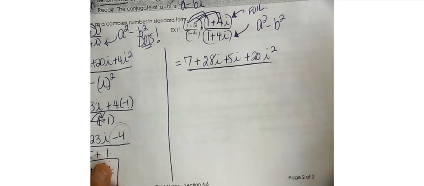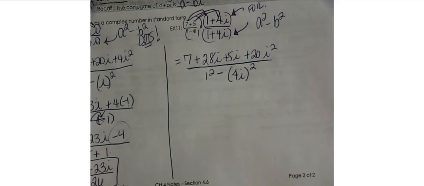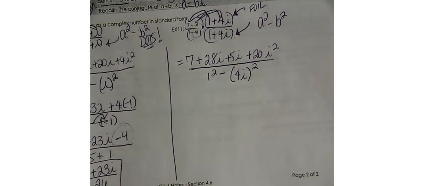So I'm going to multiply 7 times 1 to get 7, 7 times 4i to get plus 28i, 5i times 1 to get plus 5i, and 5 times 4 to get plus 20. i times i is i squared. We have an i squared, and we're going to have to change that to a -1 at some point in our process. And down below, because we're dealing with the difference of two squares, we're going to take our first term and square it, minus our second term, which is 4i, and we're going to square that. Notice I used parentheses, because we're squaring the entire term, so just be careful there.